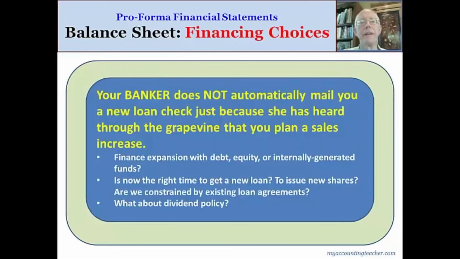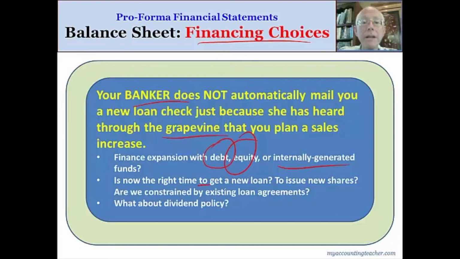Financing. So your banker hears through the grapevine that your sales are going to go up 20%. Does your banker just send you a check for more cash? Say, hey, I hear your sales are going up by 20%. You're going to need more financing. So here's a check. Your loans payable just went up by 20%. No, that's not how it happens. Financing is a choice. If I'm going to expand, am I going to finance that expansion through borrowing, through debt, through equity, or am I going to finance it through internally generated funds, through retained earnings? How am I going to do it? That's a strategic choice that I make.